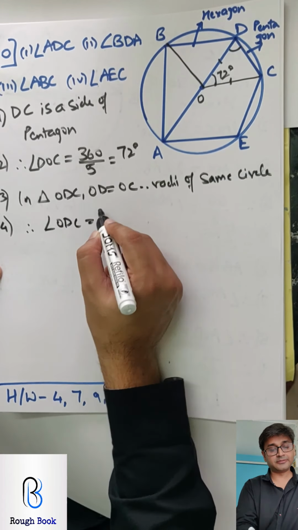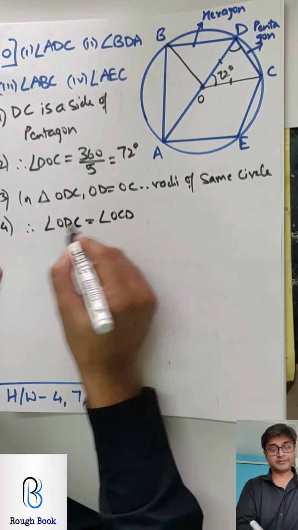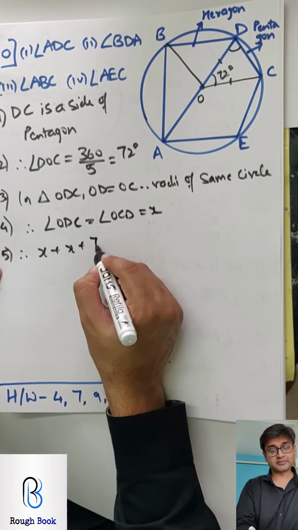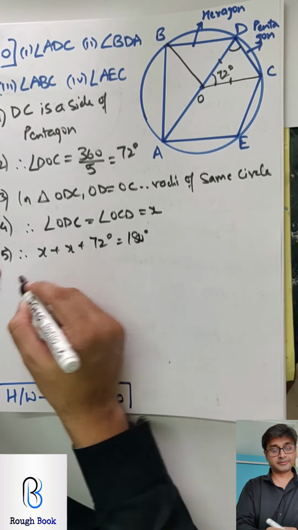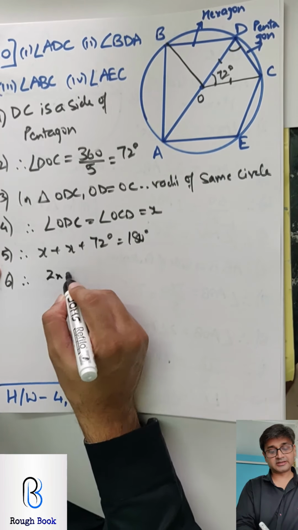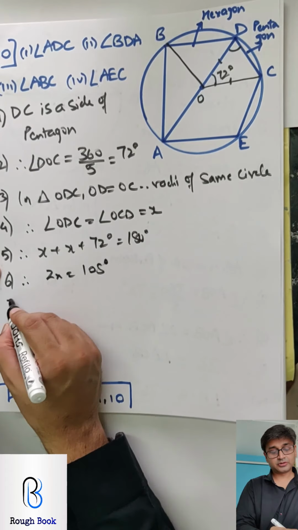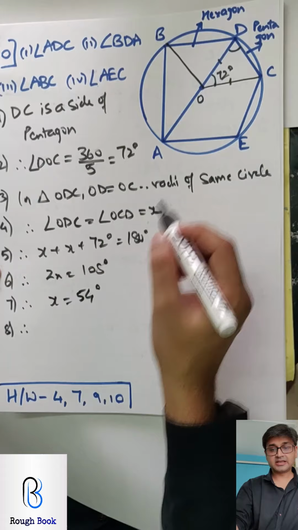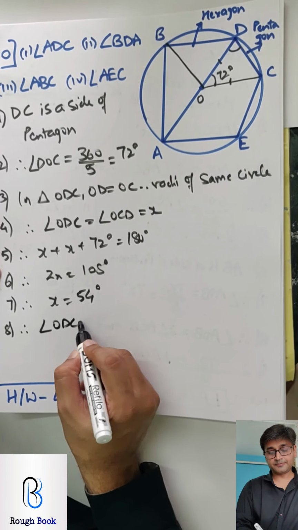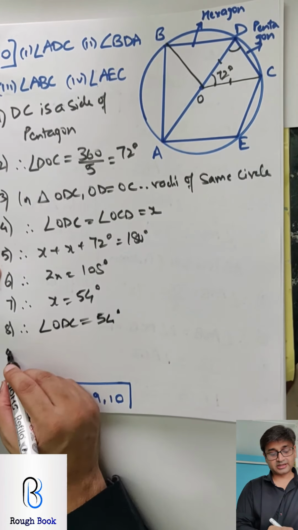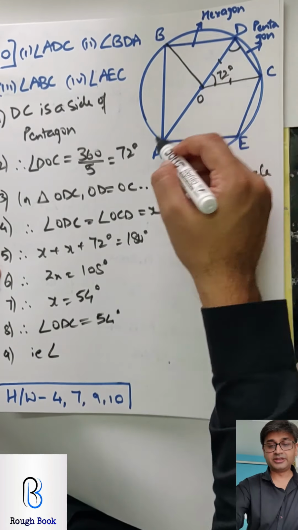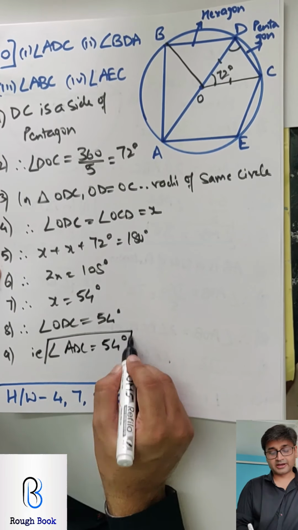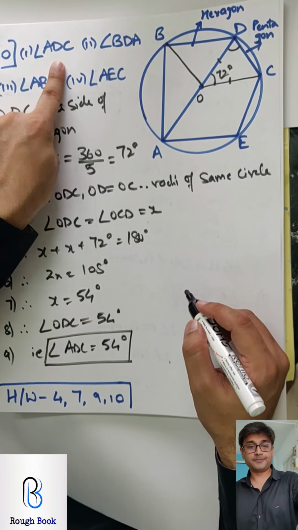Therefore angle ODC equals OCD equals X, and therefore X plus 72, 180. So what do I get? 2X is 108. So therefore X is 54. What is X? X is this angle ODC, 54. So write that, that is, instead of ODC, let's write the full name ADC 54. So we managed to get the first angle.